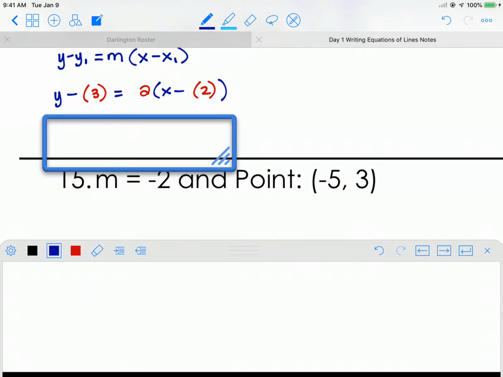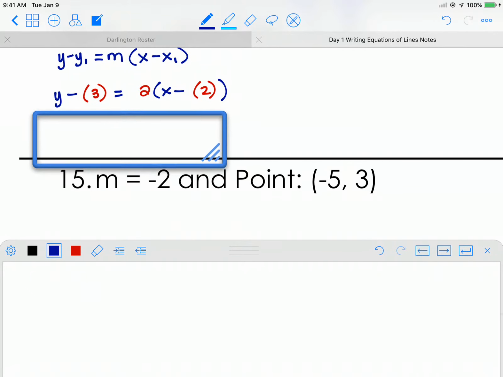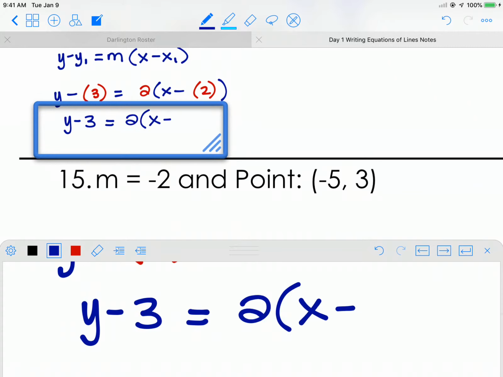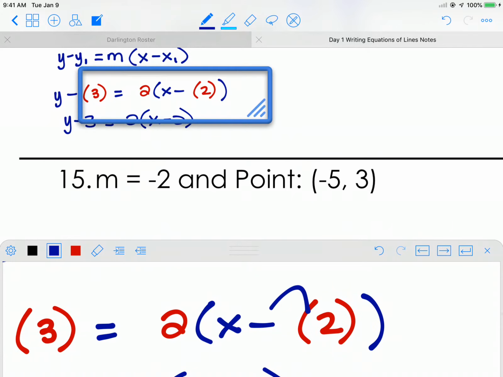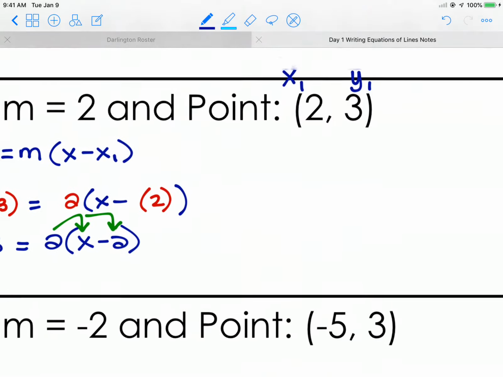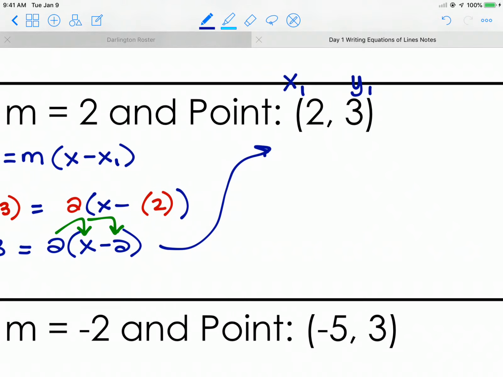Okay, so now we're just going to solve for y. We want to isolate y, get y by itself. So I've got y minus 3 equals 2 times (x minus 2). We just cleaned up the equation, got rid of those extra parentheses. If we had to use a negative there, if this was like a double negative, we would have made a positive, but it wasn't. All right, so the first step we want to do, of course, is distribute this 2 into both values.